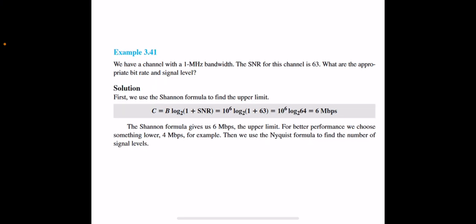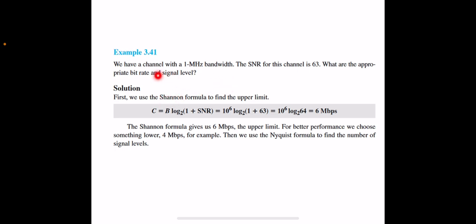Another example: we have a channel with a 1 megahertz bandwidth. The signal to noise ratio for this channel is 63. What are the appropriate bit rate and signal level? In case of bit rate, we can find it using the Shannon formula. And for signal level, we have to apply the Nyquist equation, which is for a noiseless channel.